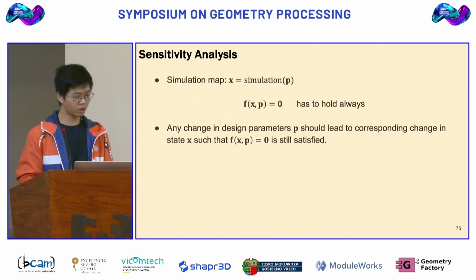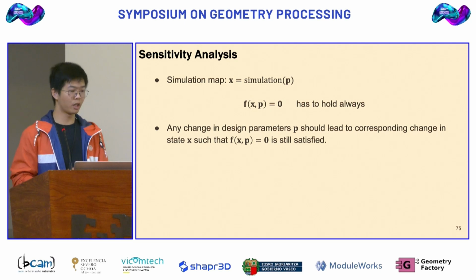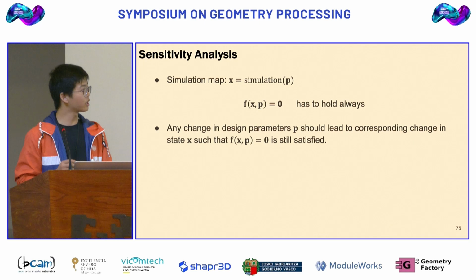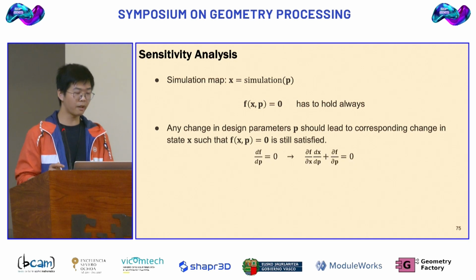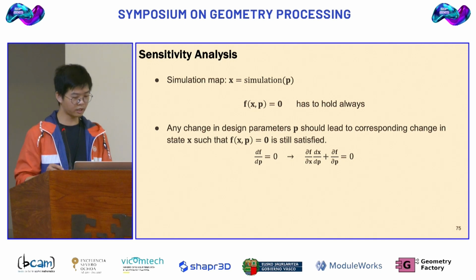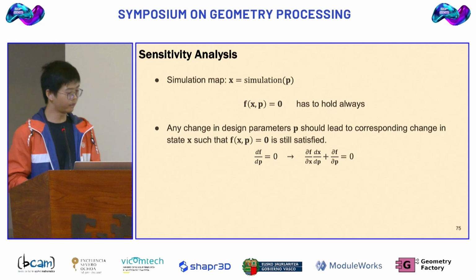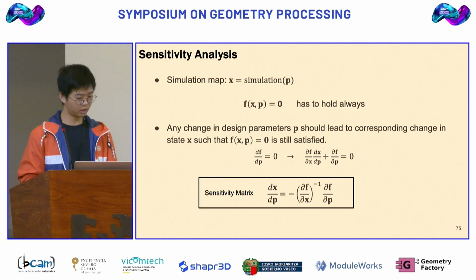So any change in design parameters P should lead to a corresponding change in state X, such that F equals 0 is always satisfied. That tells us that dF/dP should equal 0. Based on the chain rule, we get the right side equation, dF/dx times dx/dP plus dF/dP equals 0. This is the equation that we can solve, and we arrive at the sensitivity matrix dx/dP by solving the linear system.